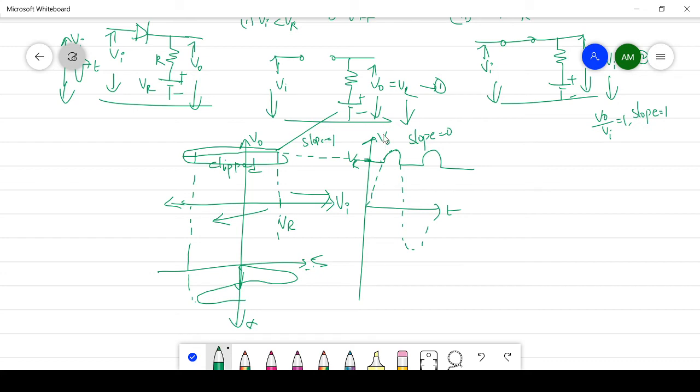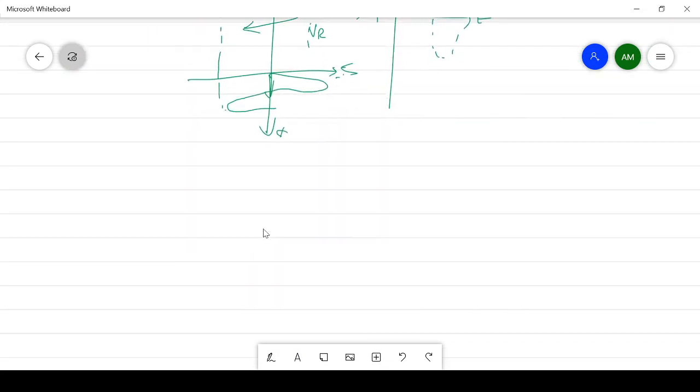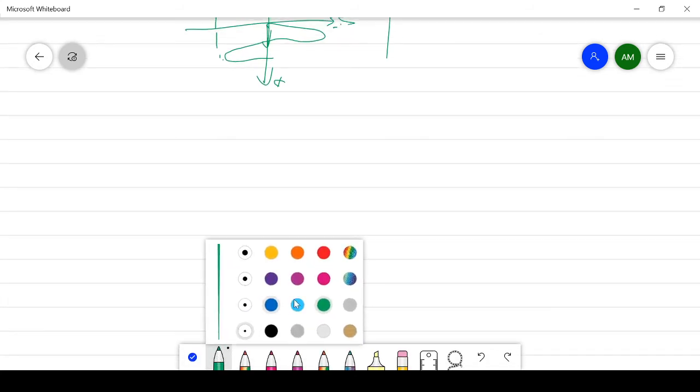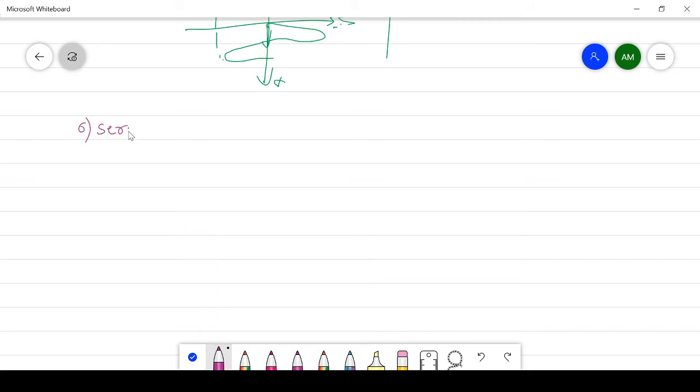Okay, this is about the series positive clipper, series negative clipper with positive biasing. Now, series negative clipper with negative biasing. So this is the circuit.